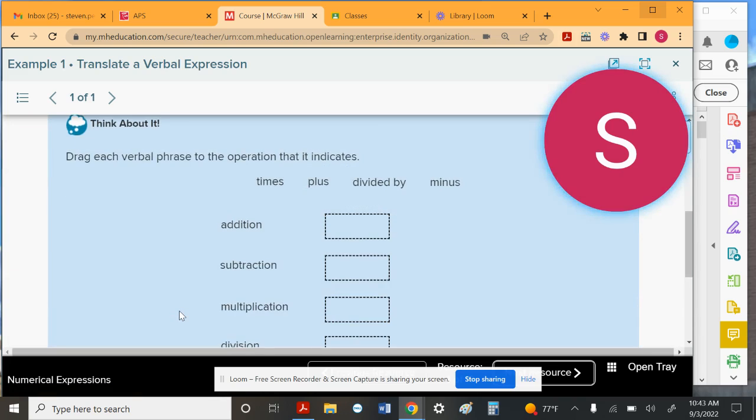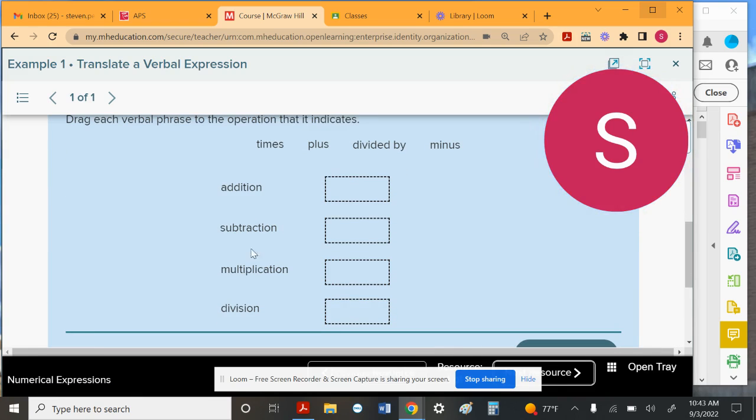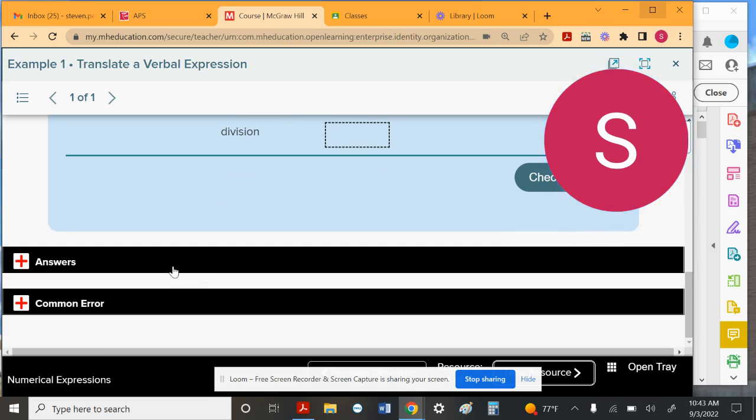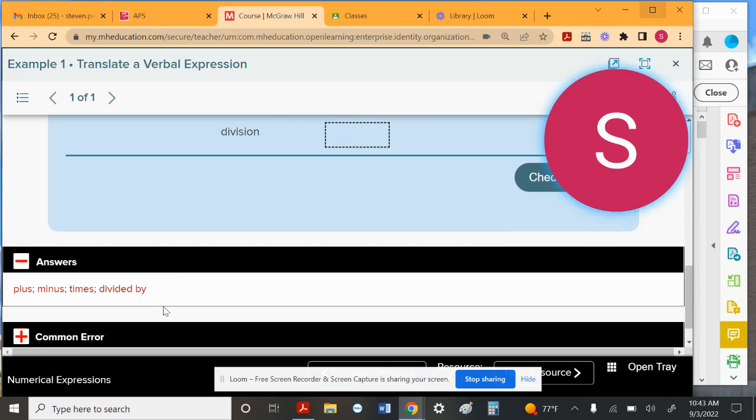Okay? So I want to make sure that we can do it. So plus means addition, divided by means division, minus means subtraction, and times means multiplication. I thought, for some reason, they were going to be in order. So anyway, that's what we want to do when we're going through those. It'll tell us how to do that.